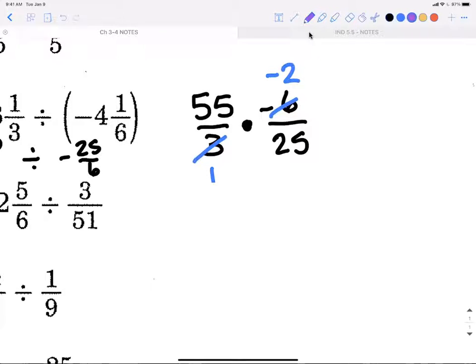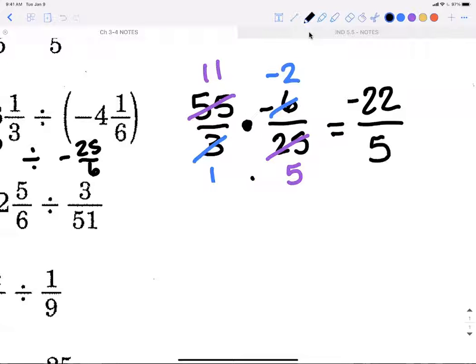Going the other way, 55 and 25, because they end in a 5, I know they're both divisible by 5, so I'll start there. 55 divided by 5 is 11. 25 divided by 5 is 5. So that's as reduced as it can get. Now that I'm all the way reduced, I'm going to go ahead and multiply across the top. 11 times -2 is -22. 1 times 5 is 5.